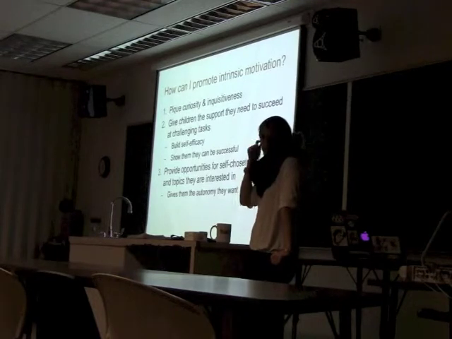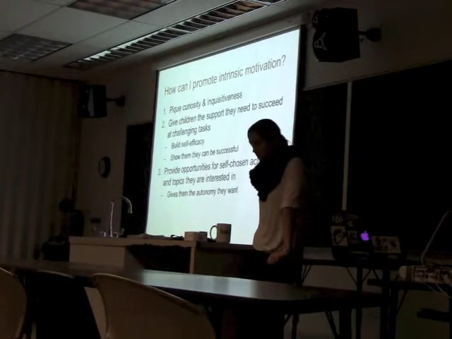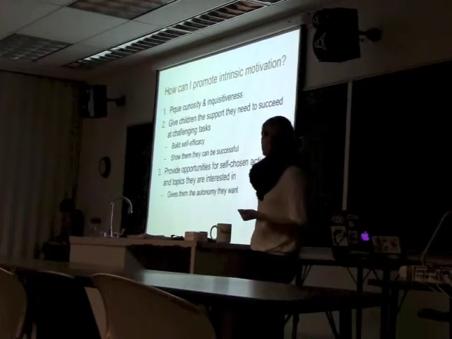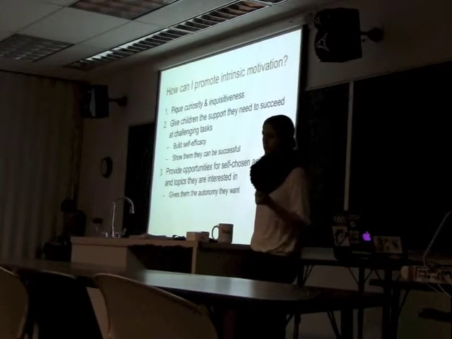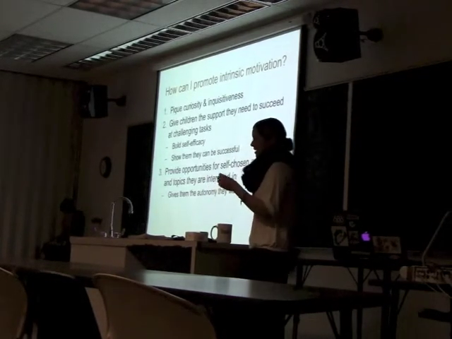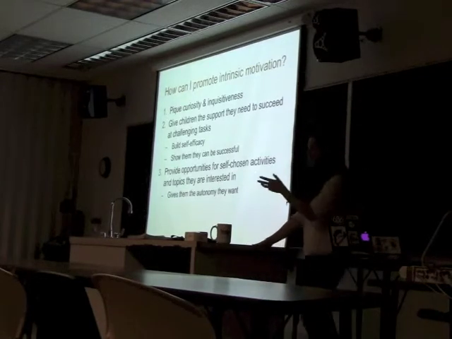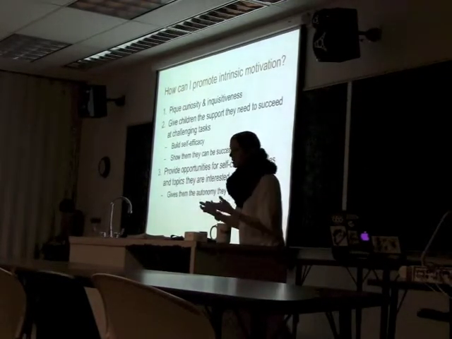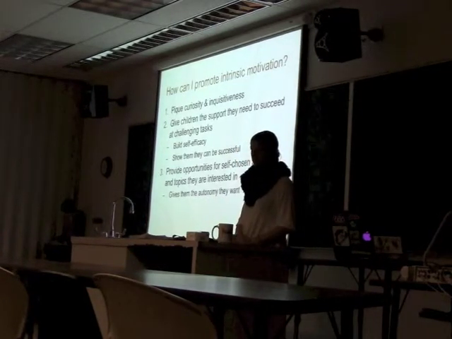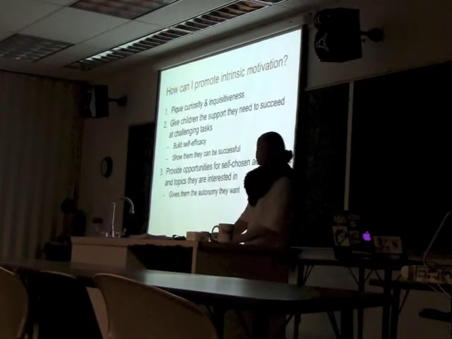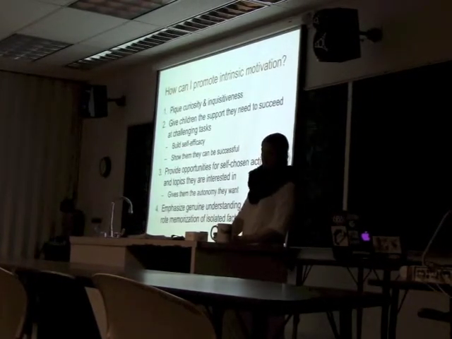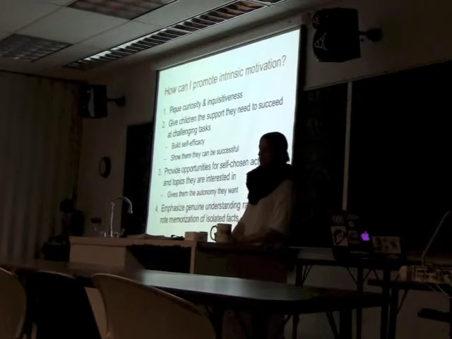The next one is to provide opportunities for self-chosen activities, things that they're interested in, and that's what we just looked at with the self-determination. It gives them some of that autonomy that they want, especially with those adolescents. And with the adolescents, since you know that peers are so important, do more peer-related assignments or group work. Allow them to talk with one another. Okay, that would help.